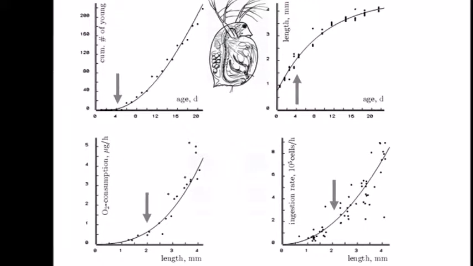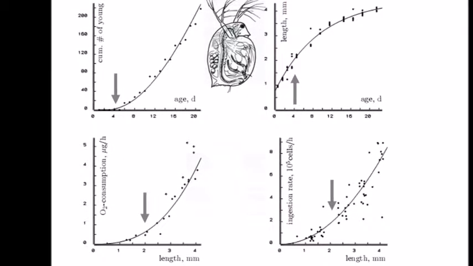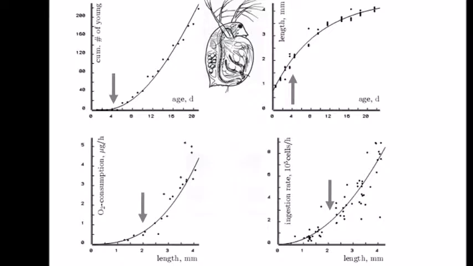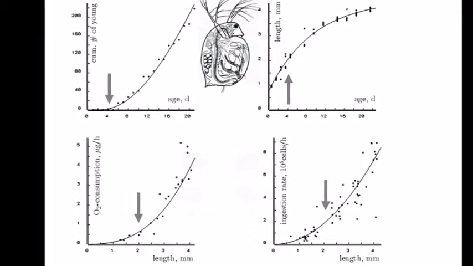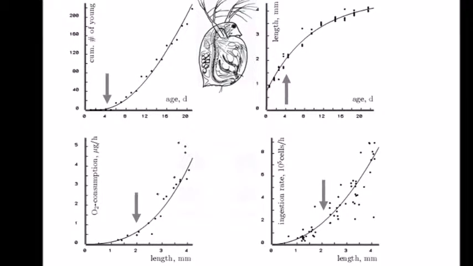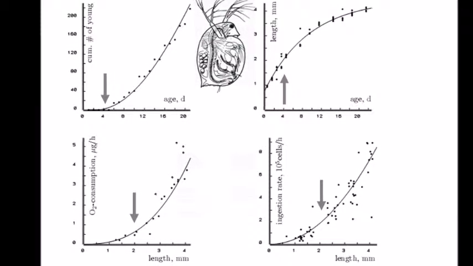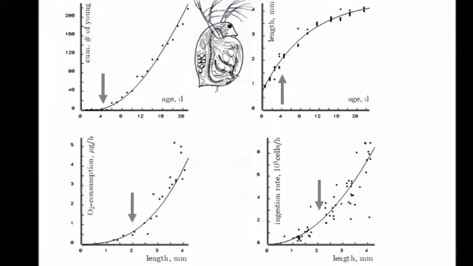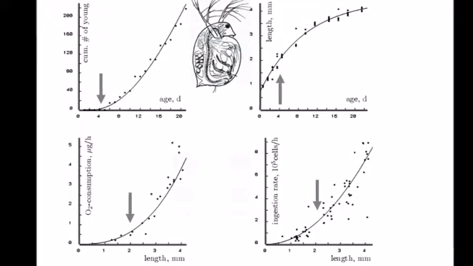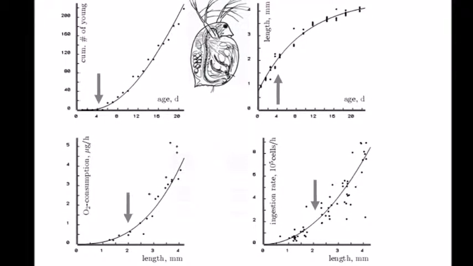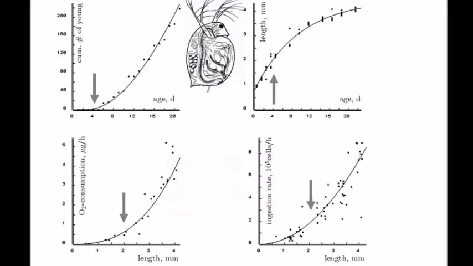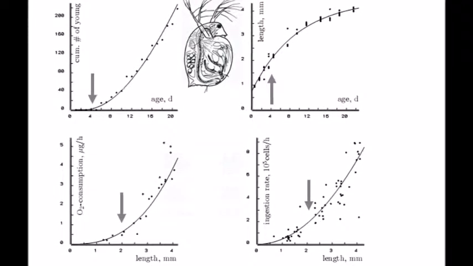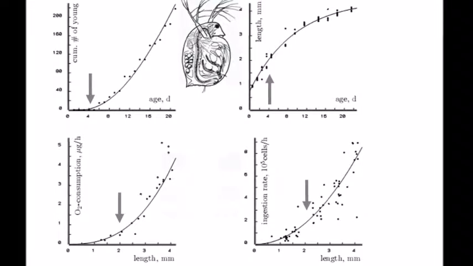This is a Daphnia. It's growing. After some 4 days it starts to produce offspring, and at that point it's about 2 millimeters. And if you look at oxygen consumption, and if you look at ingestion rate, it's still all smooth transitions. There are no sudden hiccups in the curve. It's all smooth. It just goes on.